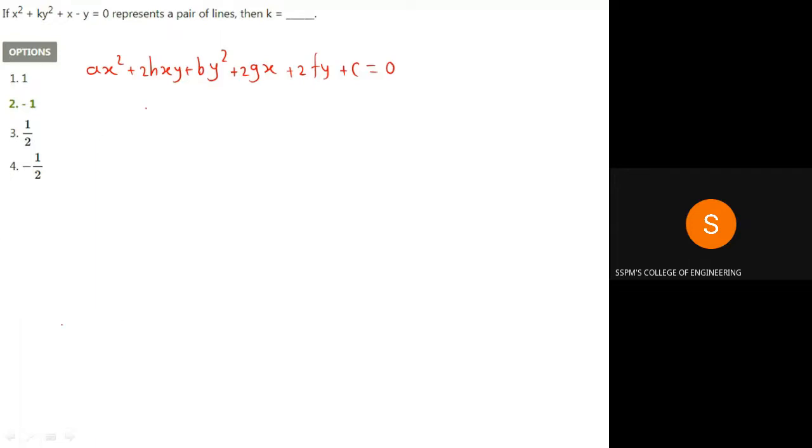So what are the values if you compare it with this given equation? If a is equal to, it will be 1. What is value of h? The xy term is not present in the given equation. So h must be 0.